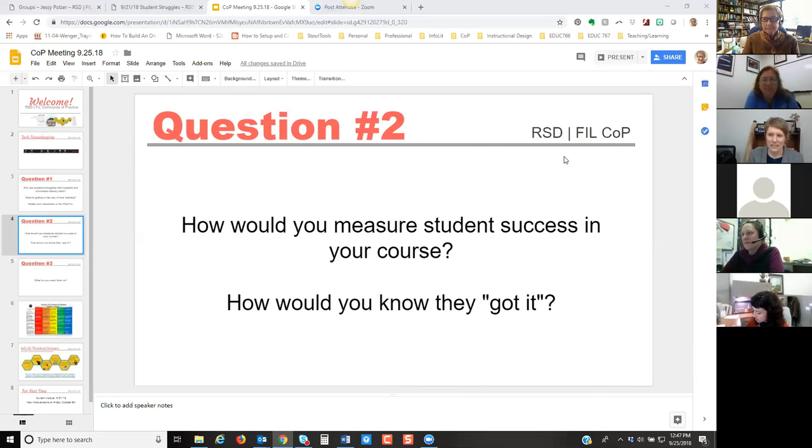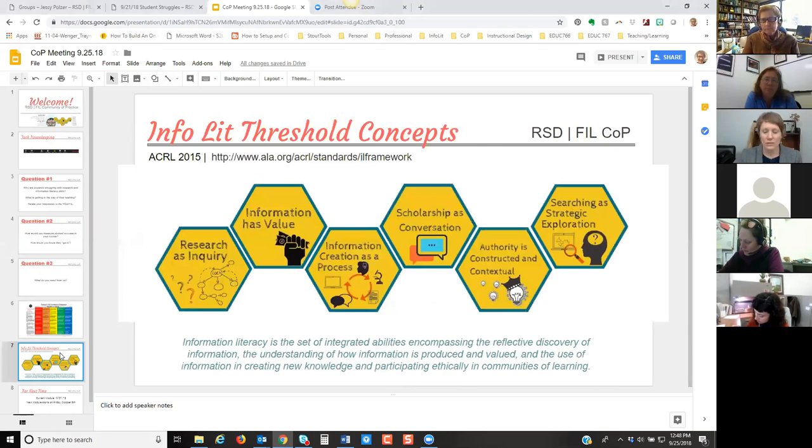So I want to relate it: our conversation seems to be centering a lot around affective issues, issues about mental and emotional orientation to the process. And if we go back to our frameworks, just to keep getting those hooks in our brain, the ACRL information literacy threshold concepts, I'm hoping you've been out there already at least to grab it and download it.